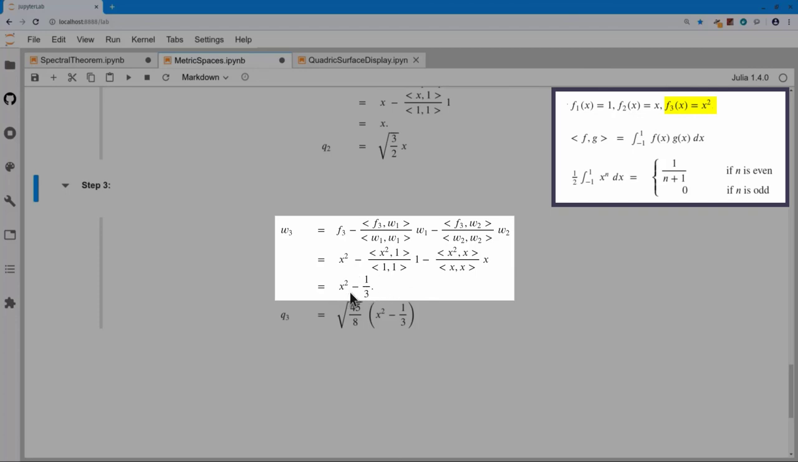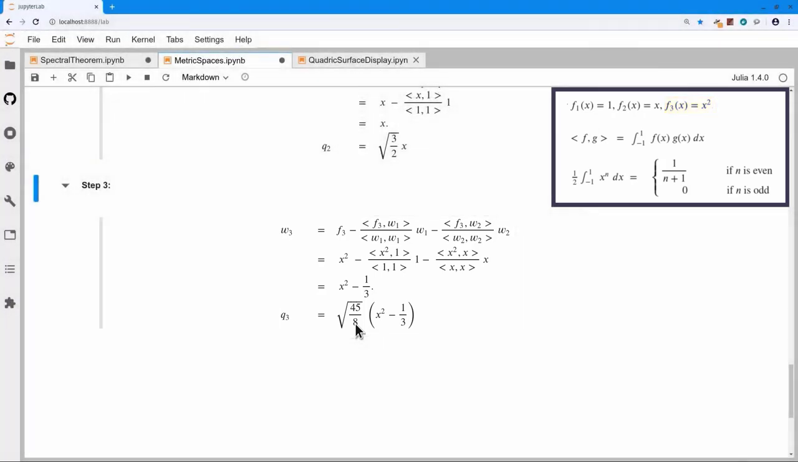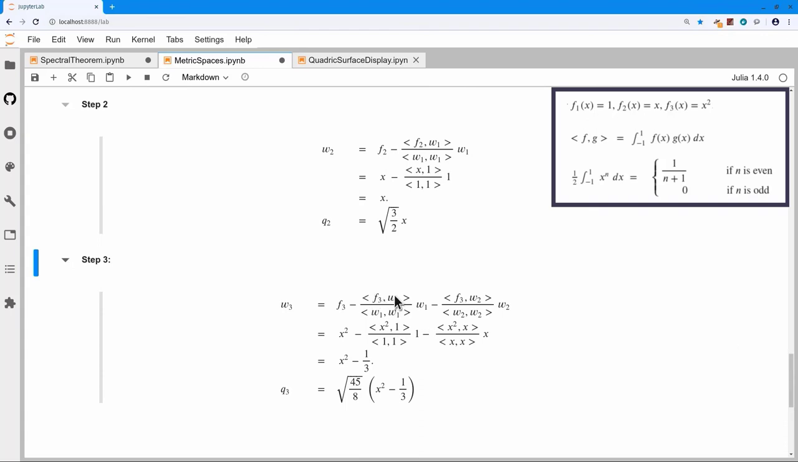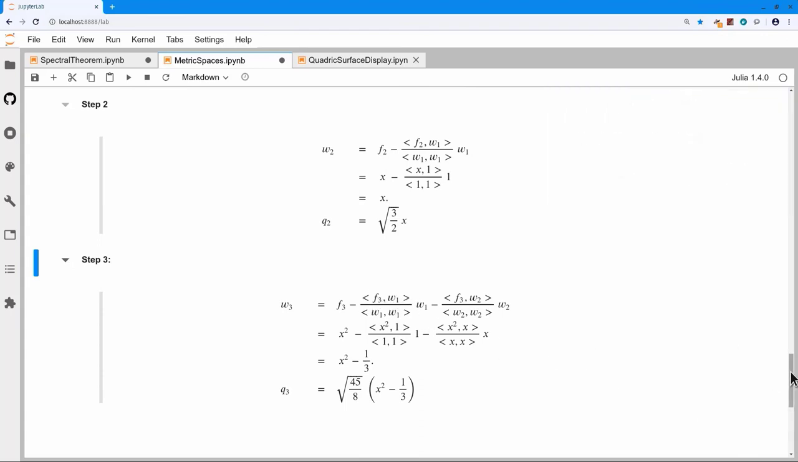Compute the length of x squared minus 1/3, that is the norm of w3, and divide through, and now we get x squared minus 1/3 with a scale factor to make sure that the length of that function q3 of x is indeed equal to 1 when we use that inner product function. So everything goes through as before. It's just that our notation is a little bit different, and the definition of the inner product is whatever it happens to be.